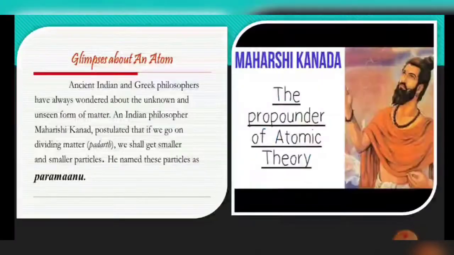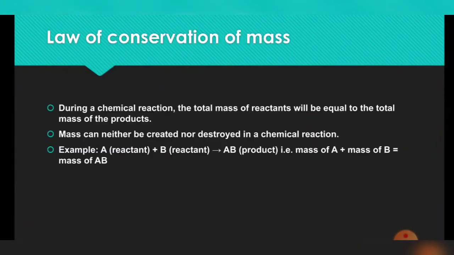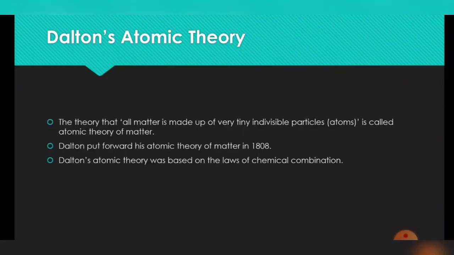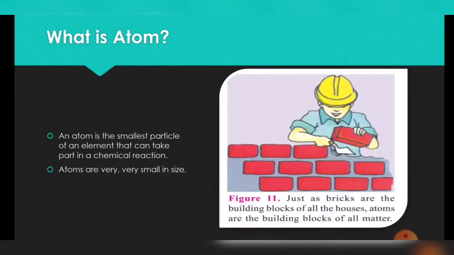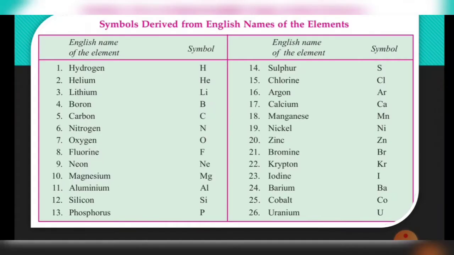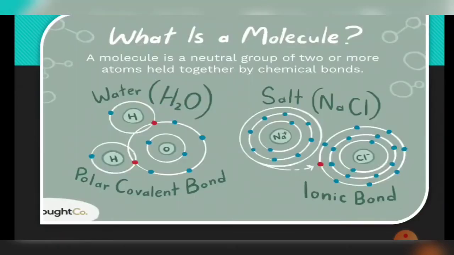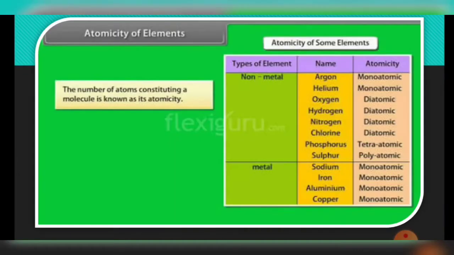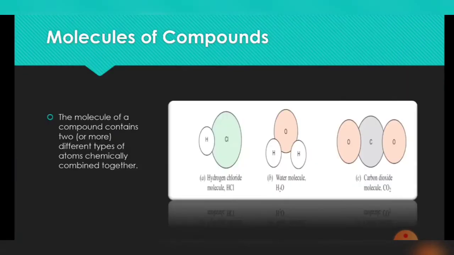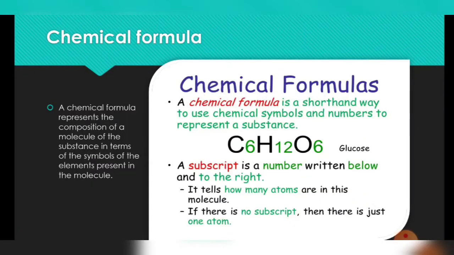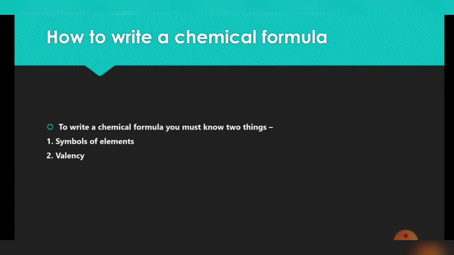In the previous chapters we have learned about the atom, the laws of chemical combination, Dalton's atomic theory, its drawbacks, and the symbols given by J.J. Berzelius as well as Dalton. Then we also learned about elements, atomicity, molecules, ions, and chemical formula. Now we have to proceed with how to write a chemical formula.